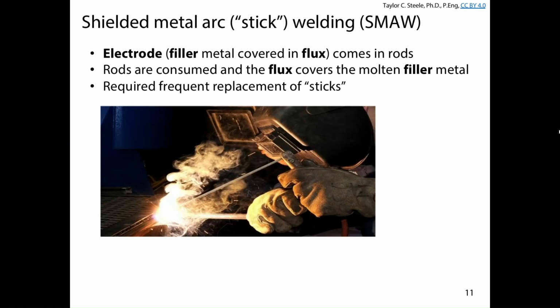The electrode generally comes in rods, and as you weld, that rod gets shorter and shorter. That flux burns off, and it requires frequent replacement of these sticks. You might be able to do maybe 6 to 12 inches with one stick. You pop that one out, you put a new one in, and you continue the process.